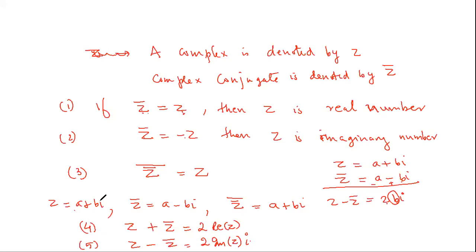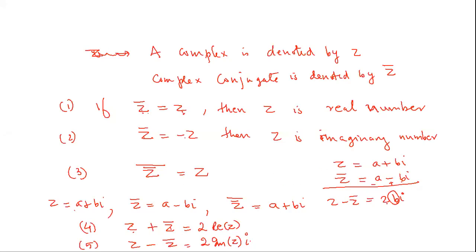If somebody tells you a complex number and its conjugate are equal, you will say the number is real. If the conjugate is the negative of the number, then immediately you'll say Z is an imaginary number. Whenever I take the conjugate twice, I'll come back to the original number. Whenever I add a number with its conjugate, I'll get twice the real part. But when you subtract a number with its conjugate, you will get 2 times the imaginary part into i. All 5 properties are clear to everybody?